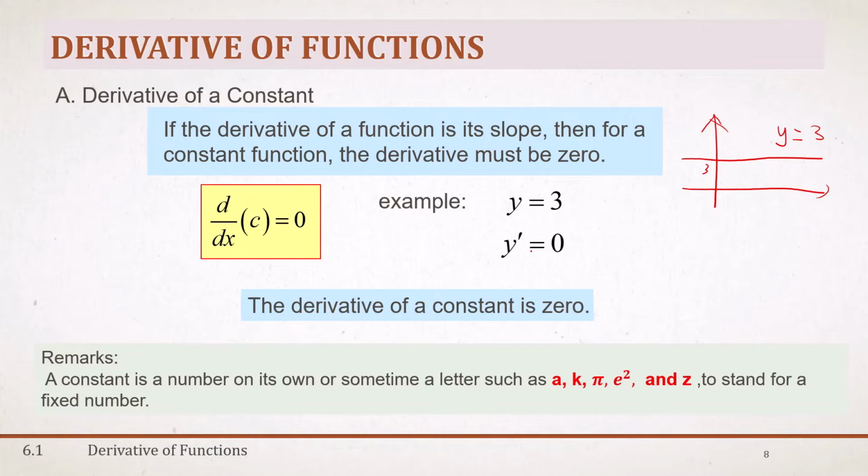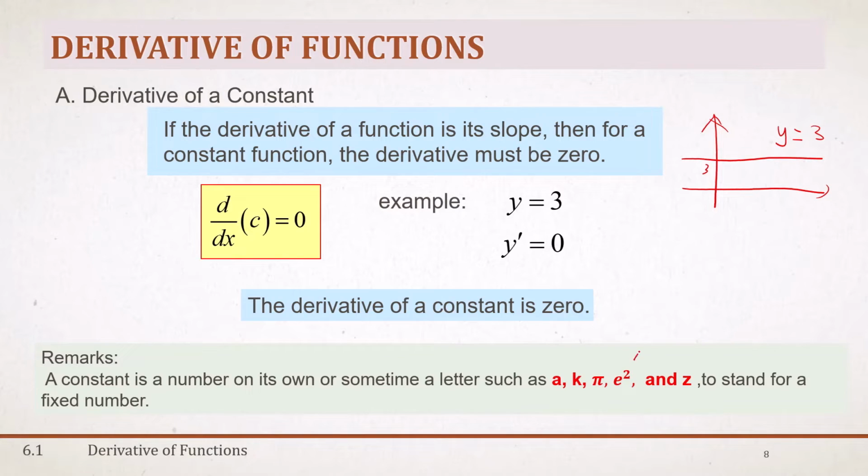So if we want to find the differentiation of a constant, or we can say a number, it equals 0. And over here, there is a remark saying that a constant is a number on its own or sometimes a letter. It can be a, can be k, can be pi, or e squared.